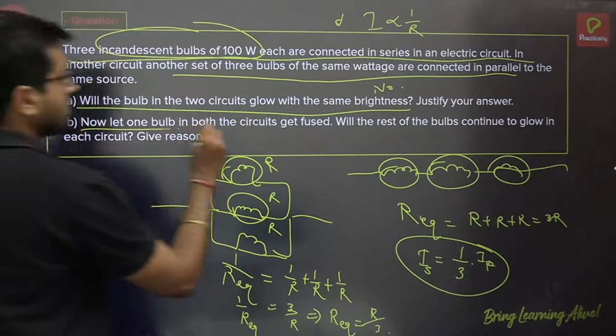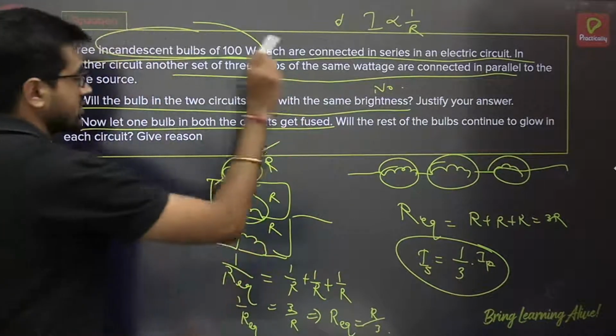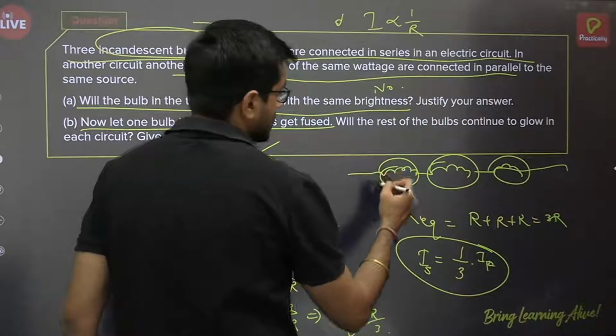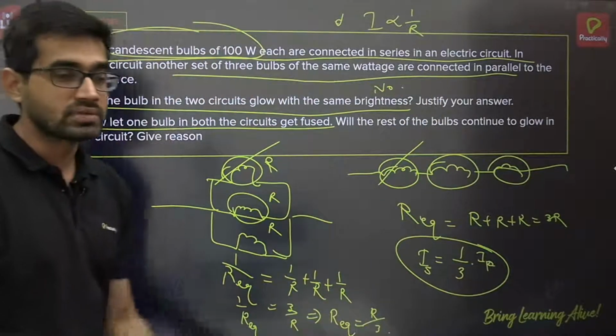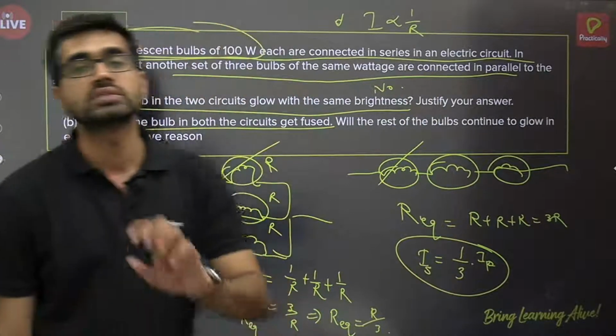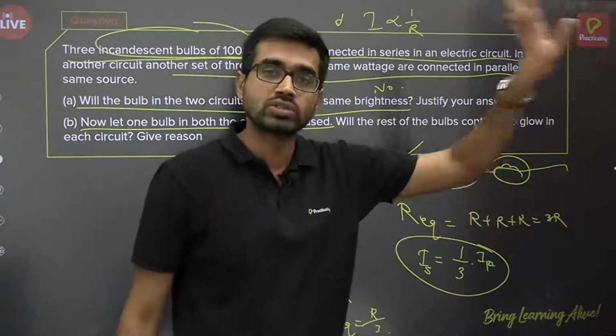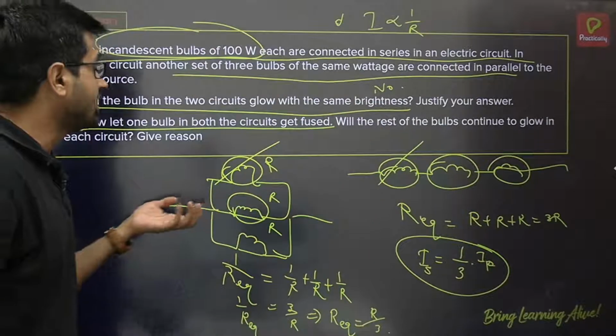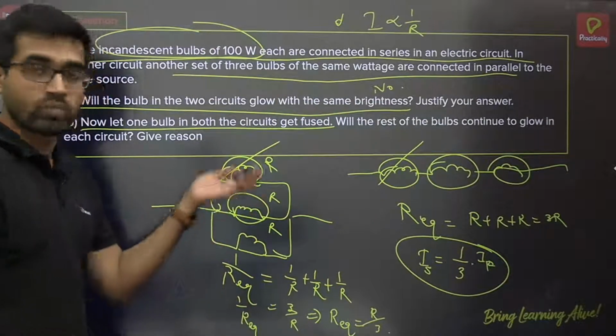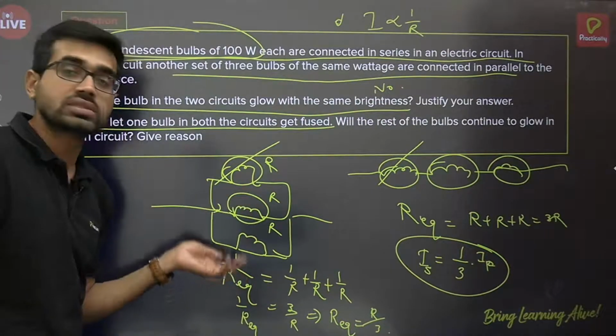Now let one bulb in both the circuits get fused. Let's say this bulb is gone, boom. The problem now is in series one bulb is gone, the circuit is incomplete. It becomes an open circuit and no current. No current means all bulbs will switch off. But in parallel, it doesn't matter. When one blows away, the other two will still receive the current.